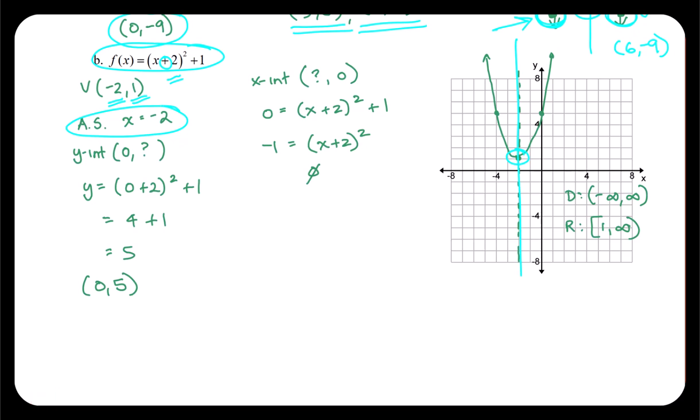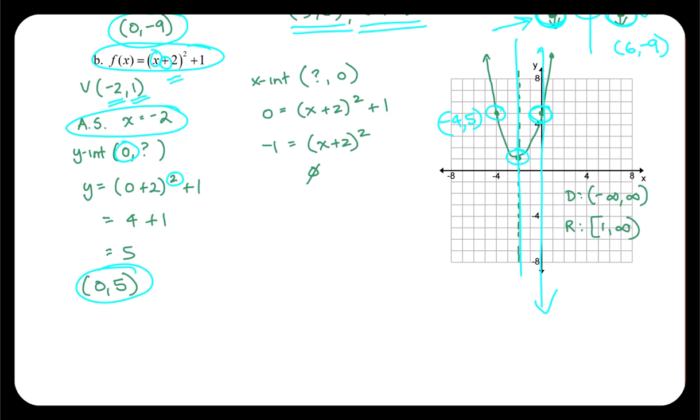The y-intercept is pretty easy to find. You plug in 0 for x, because on the y-axis, x is 0. Square it, add 1, we get 5, and so (0, 5) is the y-intercept. Immediately, we can get the twin point on the other side of the axis of symmetry, and that point is (-4, 5).